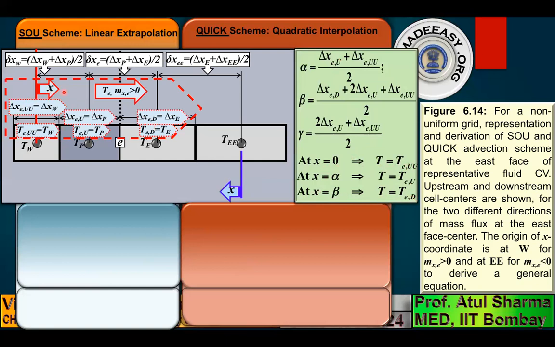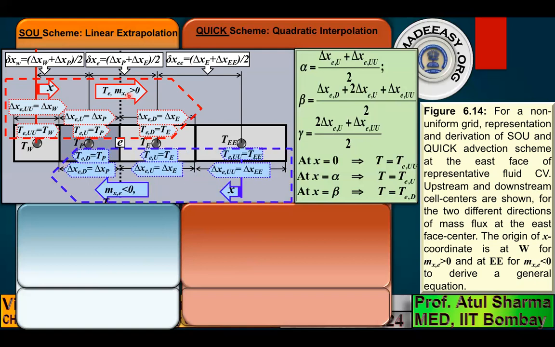Here I am showing you figure 6.14 in the companion textbook, where for the positive x direction, TW is the upstream of upstream neighbor. The widths delta XW is also delta X E UU. This is the upstream and this is the downstream, corresponding to the mass flux in the positive x direction. If the mass flux is in the negative x direction, then the downstream, upstream, and upstream of upstream change as shown here.